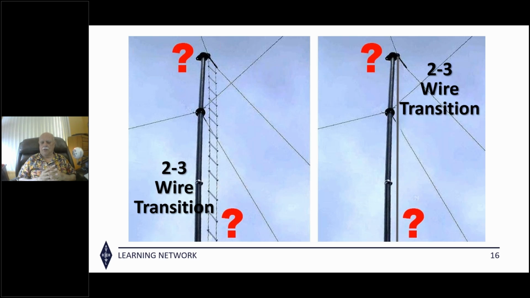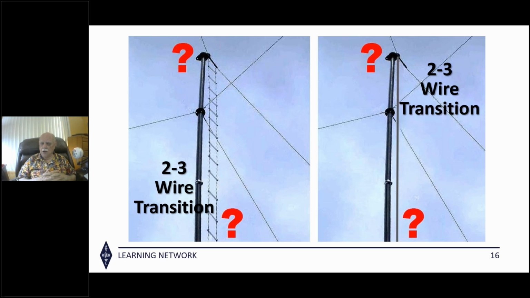How about on the left though? Do we even need a 2 to 3-wire transition or a Balun on the left? Oh, yes, we do. Because what's your rig? Is your rig a balanced system? No, your rig is a grounded, unbalanced system, right out of the transceiver. Even if you've got an antenna tuner in there, it's still an unbalanced system.